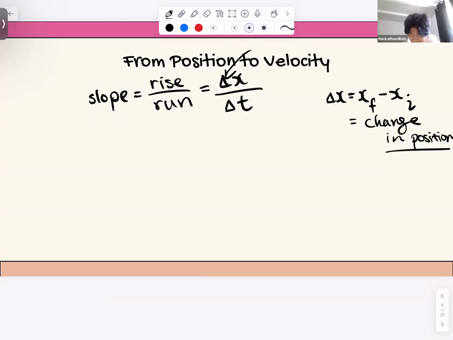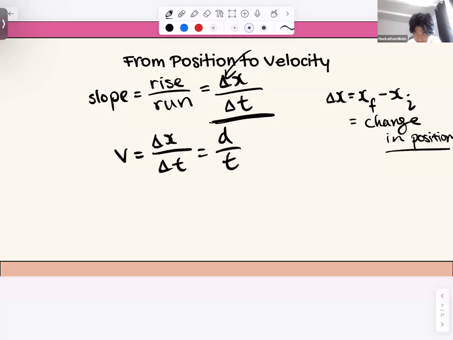And what does this remind you of? What does this look like? Oh, right, the formula for velocity, right? Velocity equals change in position over change in time, right? Or you can just say d over t, right? So here we prove that the slope of a position versus time graph is equal to the velocity. Okay.